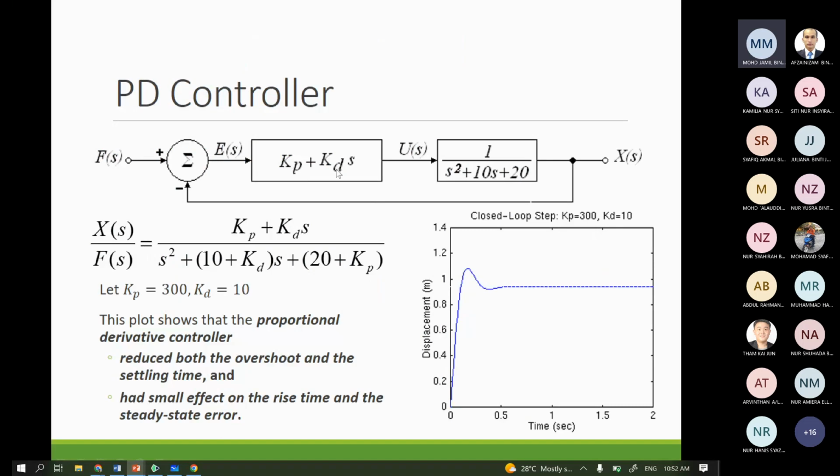So how about we add another controller, which is the derivative controller alongside with Kp. So we choose Kp equals 300 and Kd equals 10, and then we plot the time response. So here we can see that the overshoot is reduced slightly compared to the previous example, and the settling time is also reduced. However, if you put Kd, the effect is very small on the rise time and also on steady state error. It doesn't affect both of these much, but it reduces overshoot and settling time.